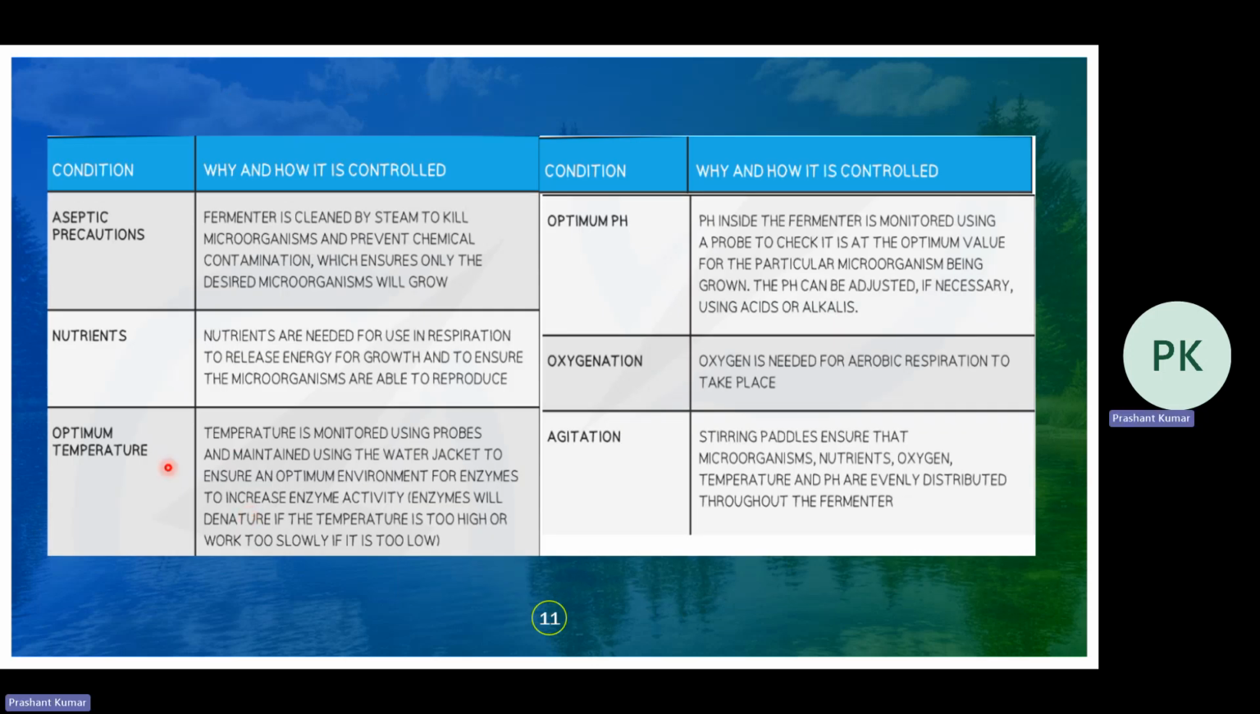What are the conditions you have to maintain when you are running a fermenter? First of all, aseptic precautions. Of course, we are dealing with microorganisms and we don't want unwanted bacteria to grow. So the fermenter is first cleaned with steam to kill all the microorganisms and prevent chemical contamination, which ensures only the desired organisms are going to grow.